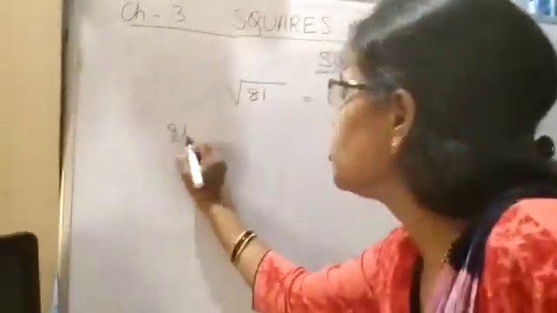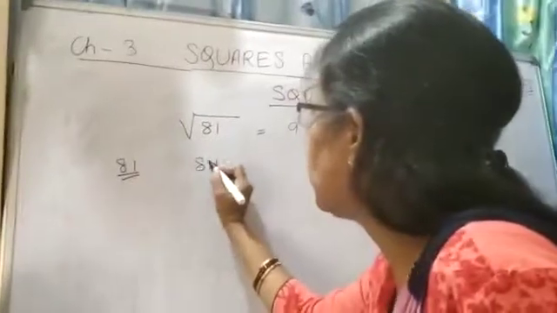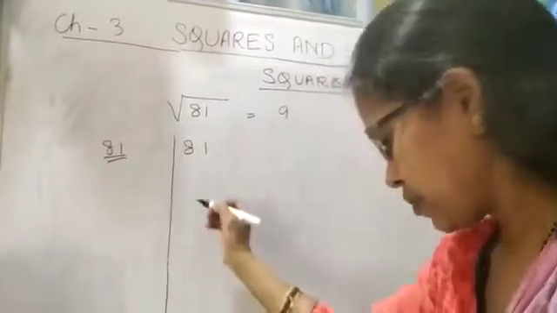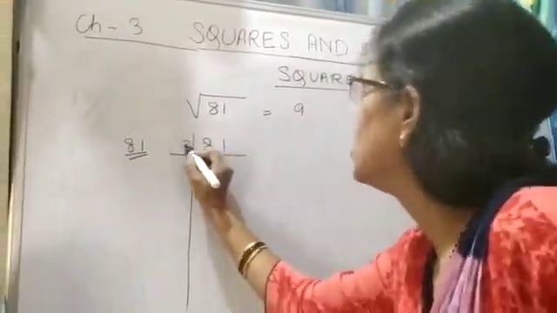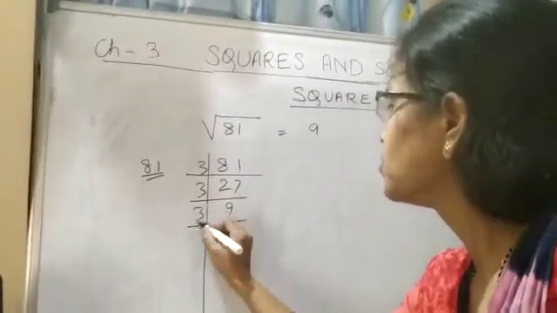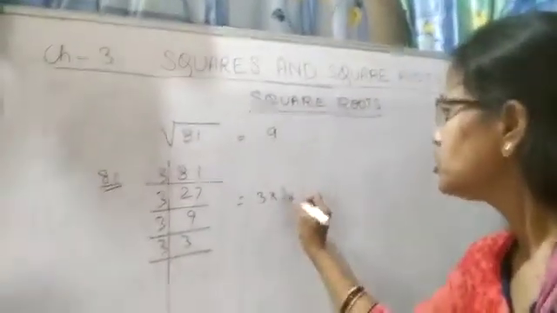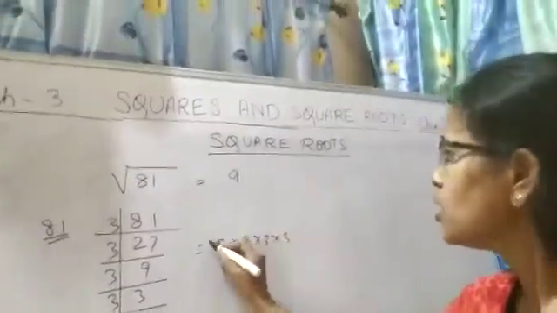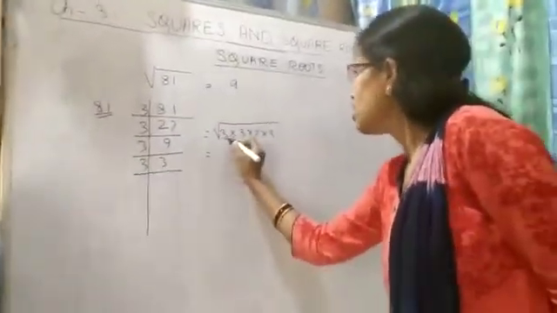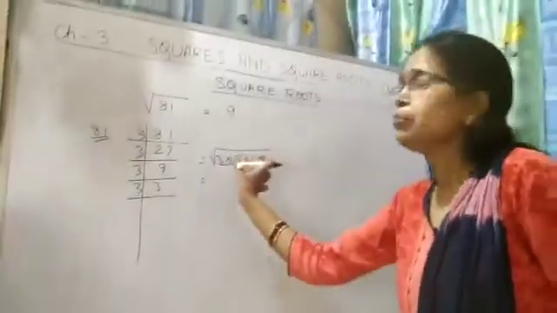So for finding the square root, there are two methods. First I am going to explain the prime factorization method. So you will write 3 into 3 into 3 into 3, and this will be under the square root. Whenever you are taking numbers out of the square root, you take them in pairs.